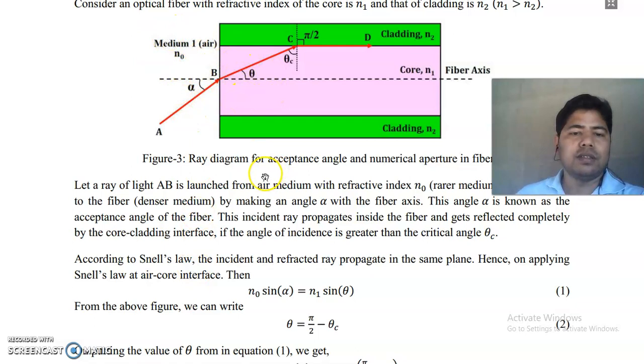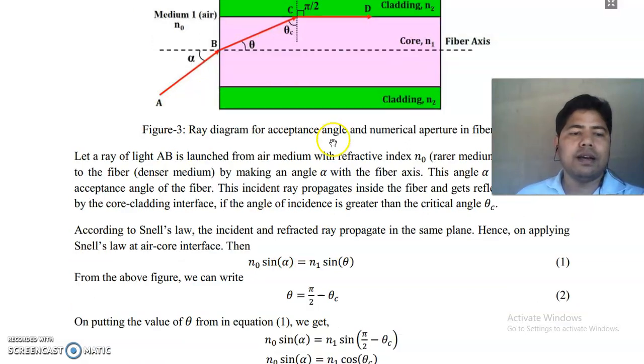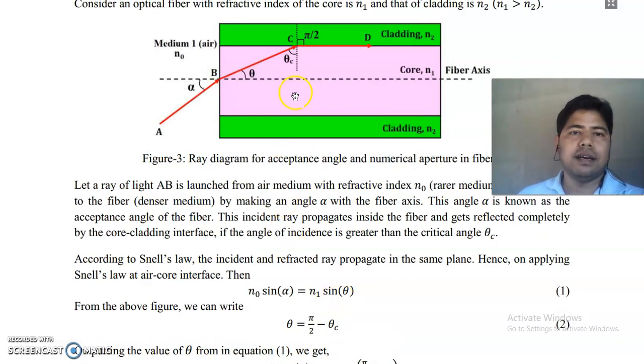On applying Snell's law at the air and core interface, we find n naught sine alpha is equal to n1 sine theta. This is angle theta. Then from the figure we can write theta equals pi by 2 minus theta c. There are two parallel lines cut by the BC ray, so the angle from the surface to the normal is 90 degrees, and theta will be 90 degrees minus theta c.